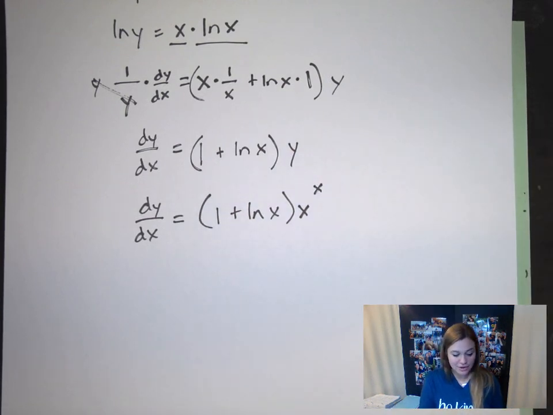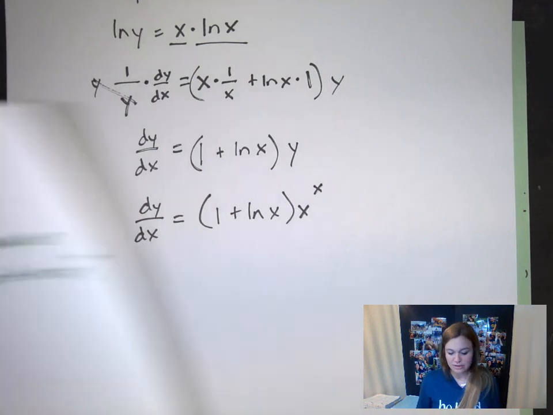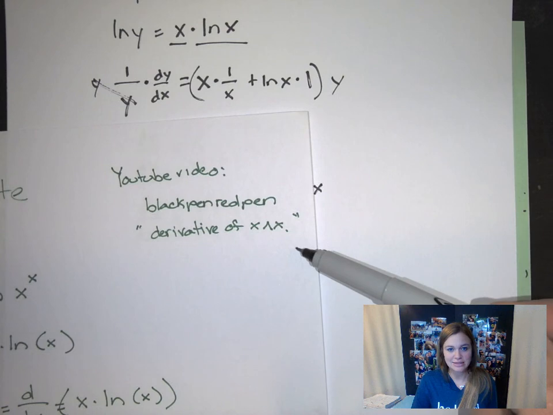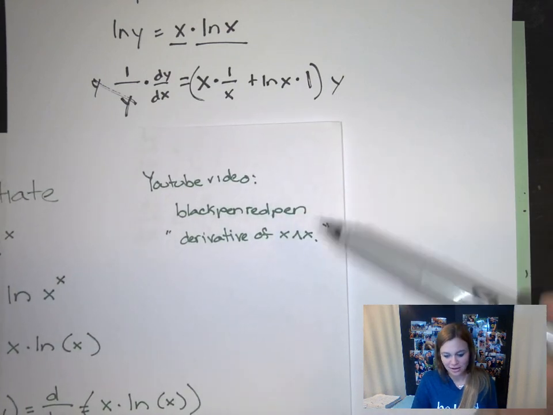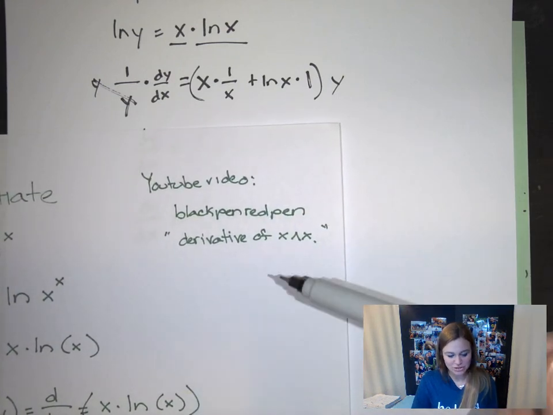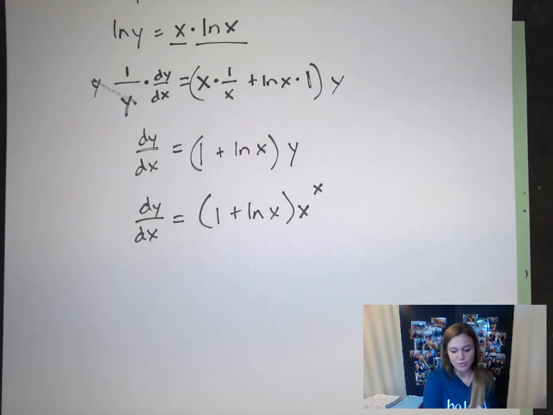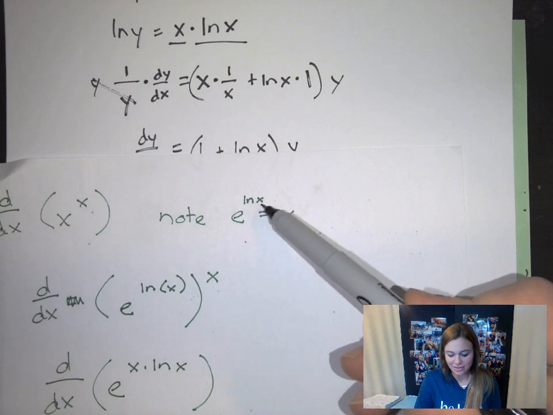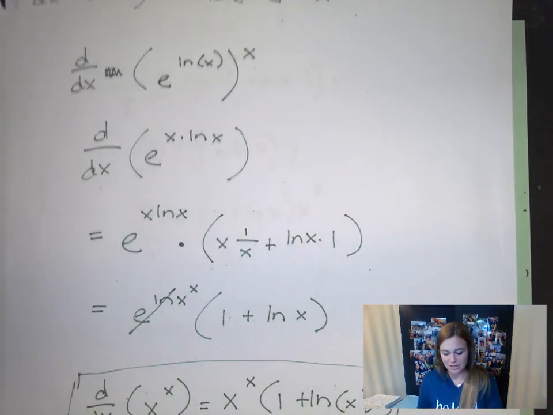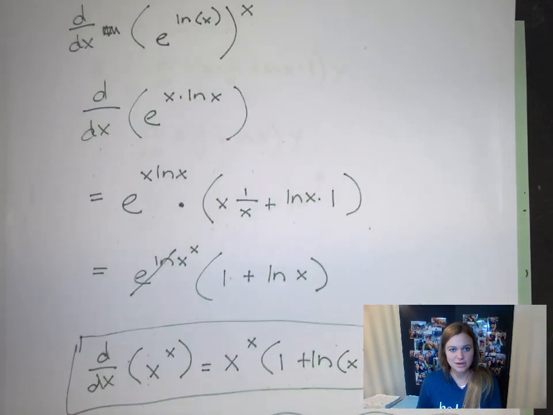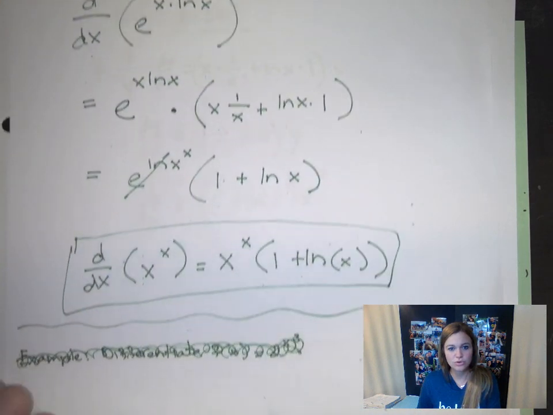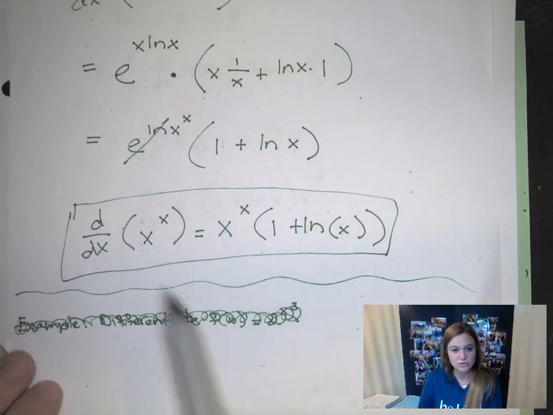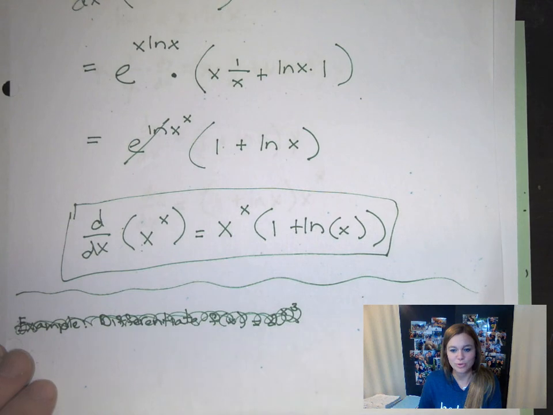Okay, there is a YouTube video that I used for this one because it just was really well explained. It was called the black pen, red pen derivative of x to the x. So if you don't understand this one, you could go and watch that there. There's also another way that we can do this, that if we say, well, I know e to the ln of x is equal to x, there's another way that we can do this. You can kind of see my work. But we still end up with the same answer. So I'm just going to go with the one where we take the natural log of both sides.